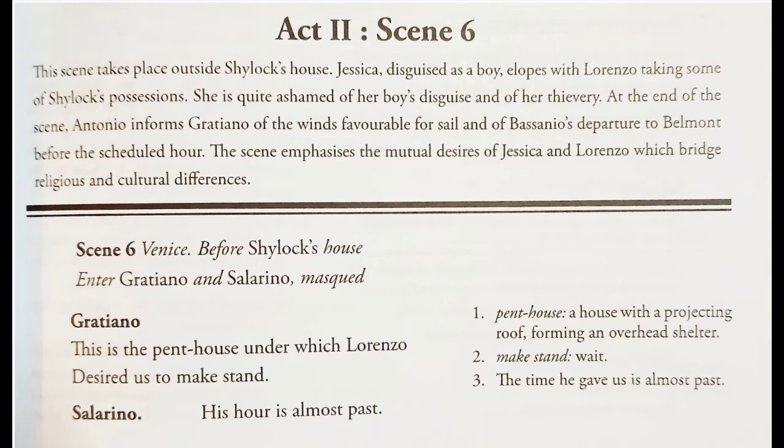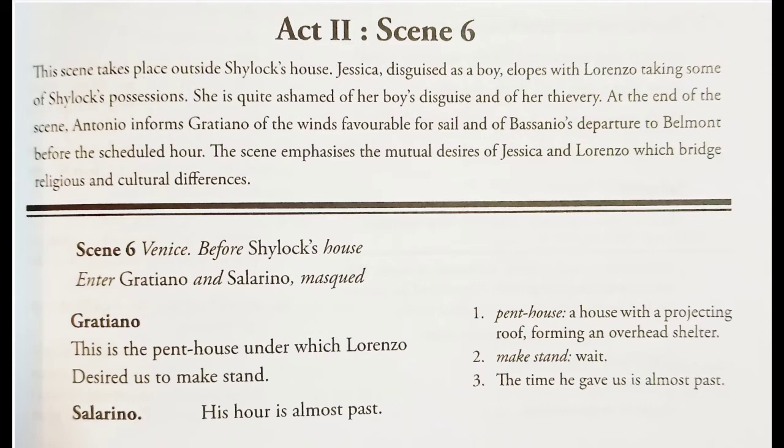So you can see that these two are friends of Lorenzo. They are the common friends of Lorenzo and Bassanio. And they are here to join the mask, to build up a crowd outside Shylock's house, and then Jessica will slip out quietly and join them, because Lorenzo will be there. Now these two men are waiting for Lorenzo's arrival.